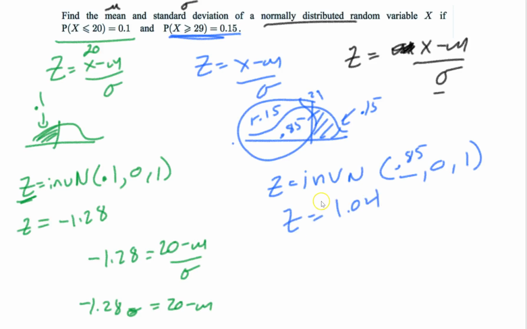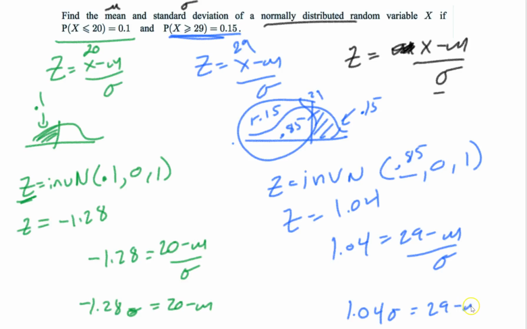And again, by the way, just to keep in mind, this makes sense. This is a little 0.1. Notice how I draw it? It's on the left side, so it should be negative. I got a negative value. This one, I drew it on the right side, so it should be positive. I got a positive value. It should make sense. So let's plug into the formula. 1.04 equals, again, x this case was 29. 29 minus mu over standard deviation. Again, just like before, make it a little prettier, multiply both sides by the standard deviation. 1.04 theta equals 29 minus mu.